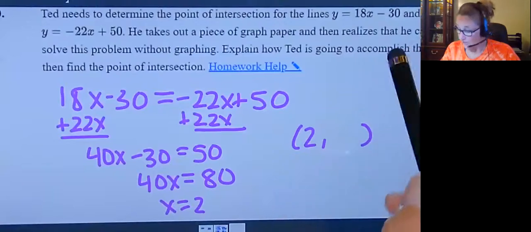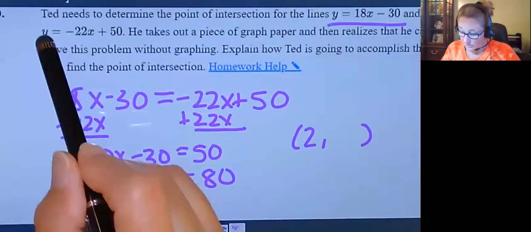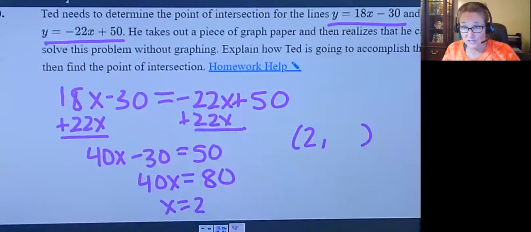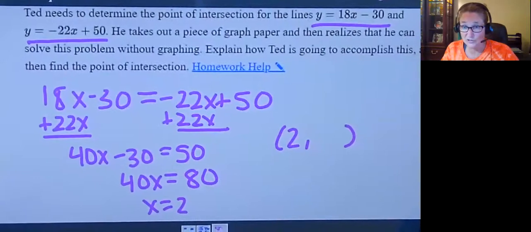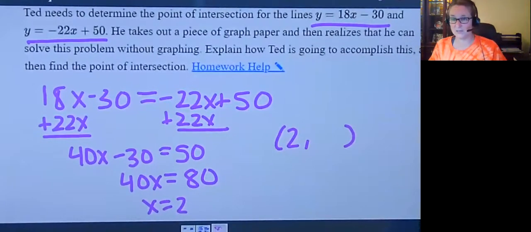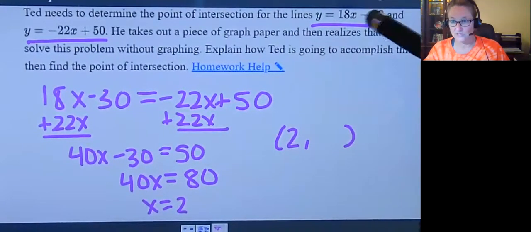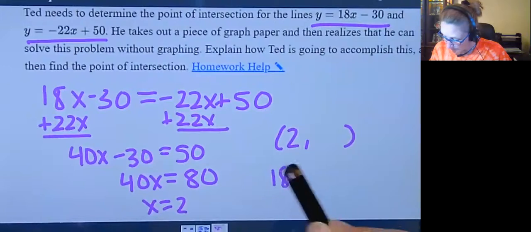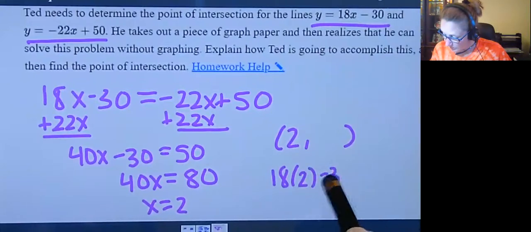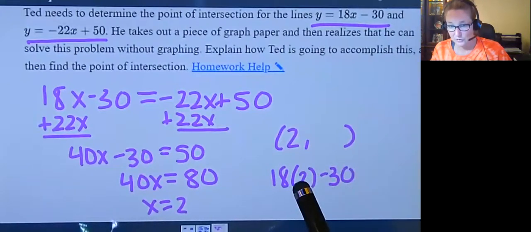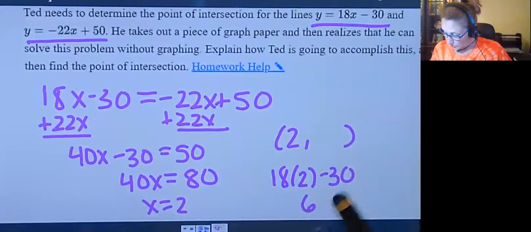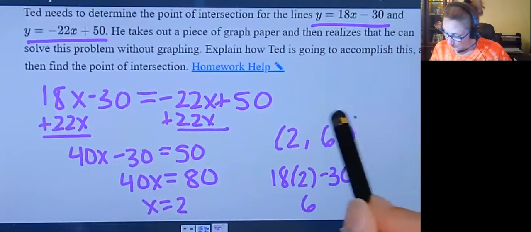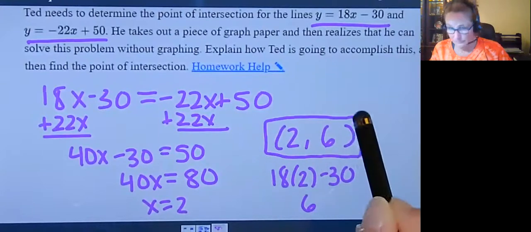So at this point, I can plug it into either equation because it should be making both of them the same, because this is where both of them are the same at the same time. So let's say I do it into the 18. So I'm going to go 18 times 2 minus 30. That's a 36 minus 30, so I get a 6. And this is my point of intersection.